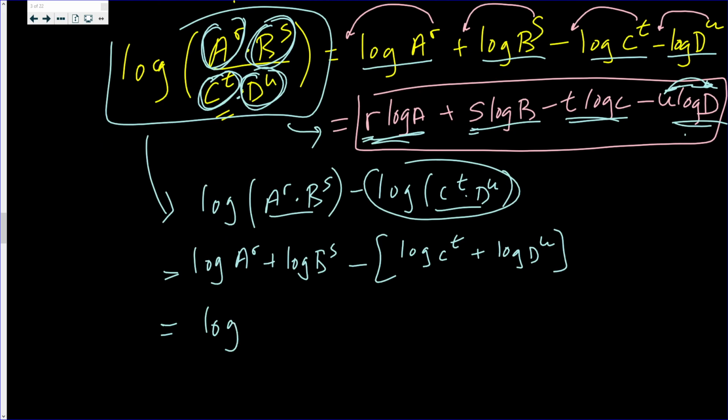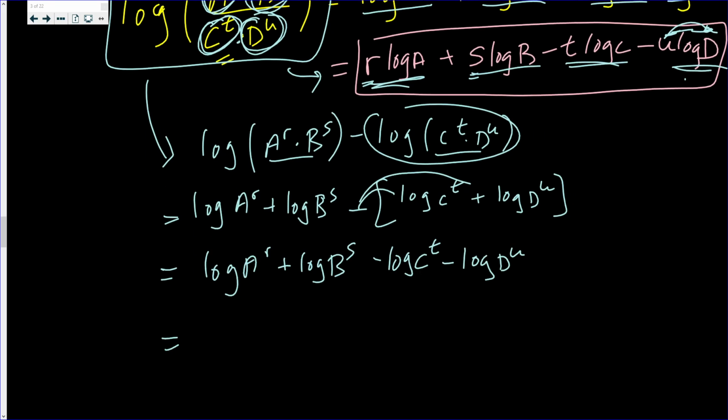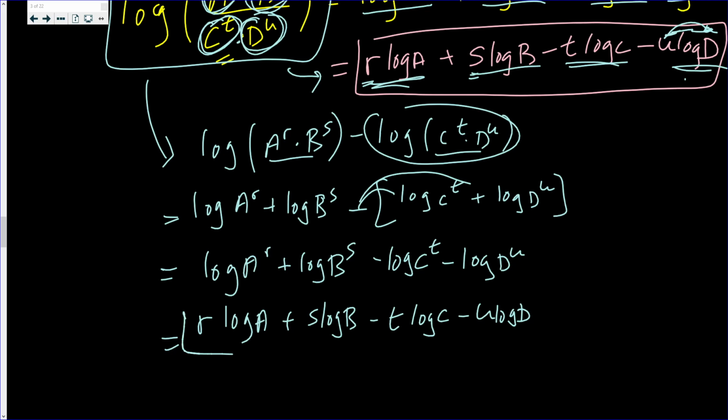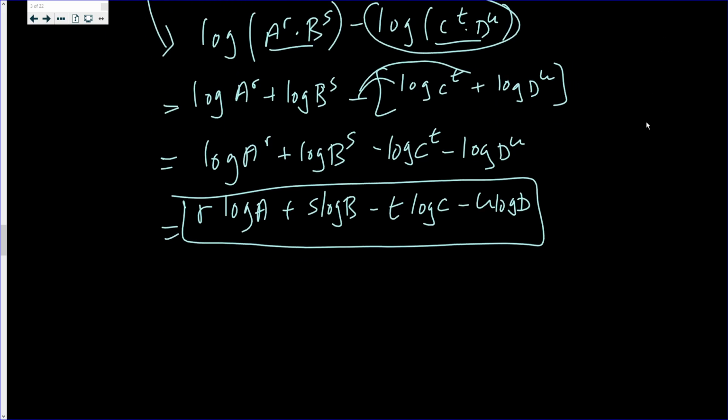This is equal to log A to the R plus log B to the S minus log base C to the T minus log base D to the U. Now we can bring all the exponents in front of the logs. This is fine. It's a sign of a strong student. Okay? We used every rule to break it down. You don't always have to do it quickly, but if you can, go for it.